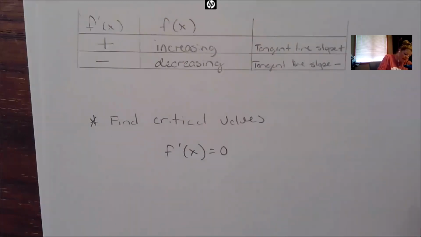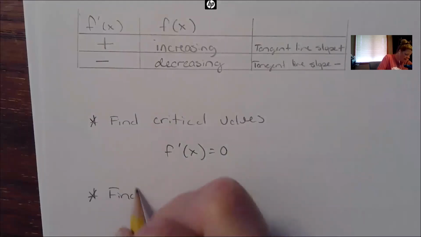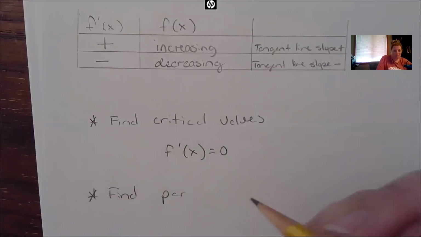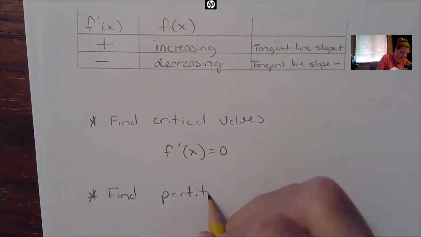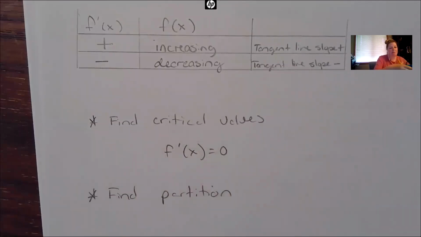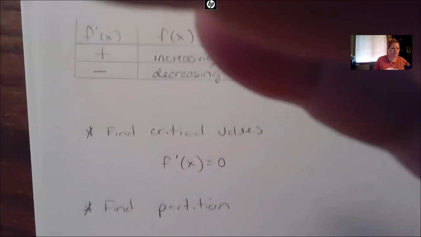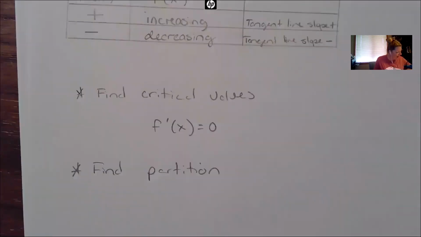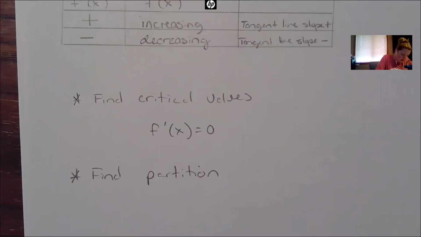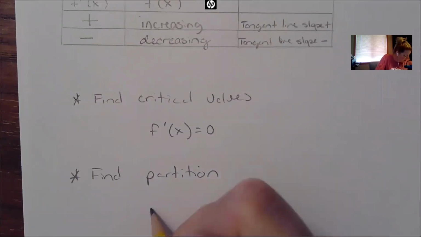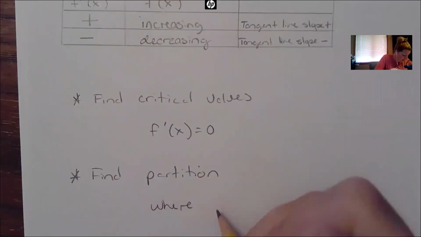We could also have something called a partition number. They're really the same thing. I'd never even heard the word partition until this book, and I was pretty sure I learned that in calculus, but critical values and partition numbers are about the same thing. The partition number is the x value where the function f of x is discontinuous or undefined.